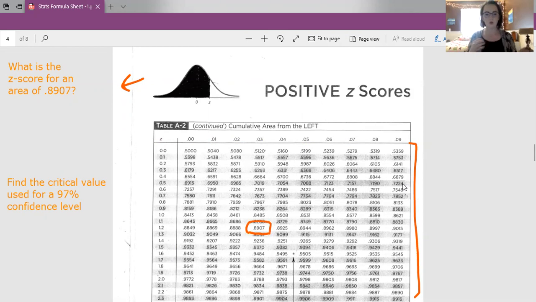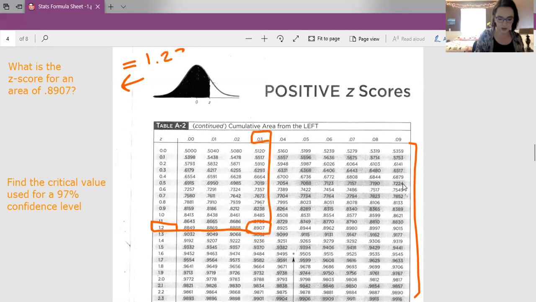So how we would get a z-score from this is we would work out from that number. If we go up, we know that it's going to end in a 3. And if we go over, it's going to be a 1.2. So the z-score for this area is 1.23. That's how we find it. We just search through it.